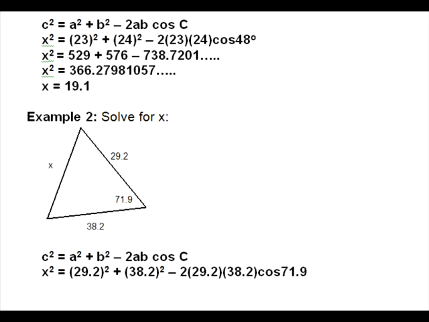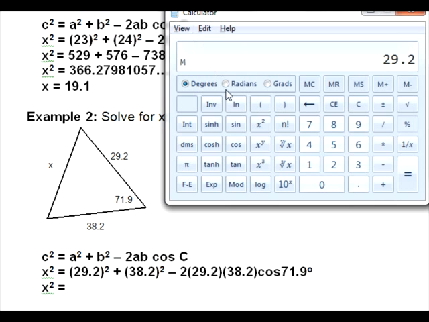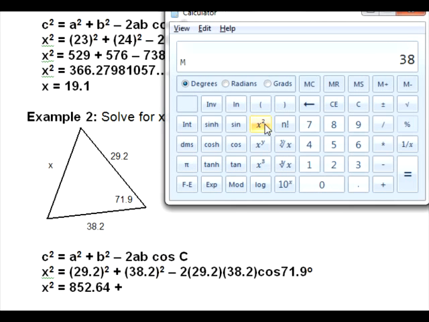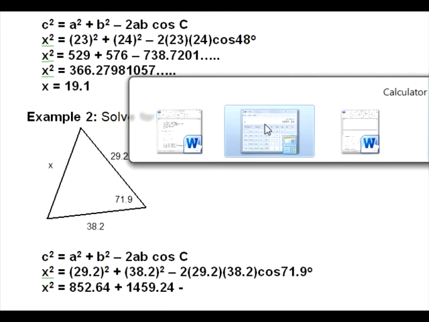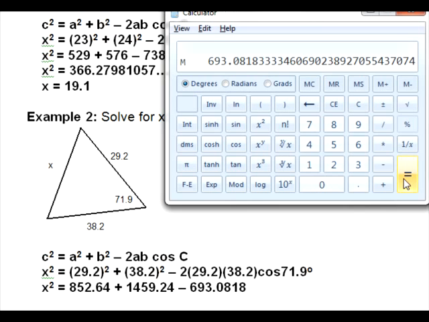Alright, I'm going to do this just like I did before, right now, and type it all into my trusty dusty calculator, which is hopefully right there. There we go. So 29.2 squared should be 852.64. 38.2 squared should be 1459.24. And then minus 2 times 29.2 times 38.2 times cosine 71.9 equals 693.0818.